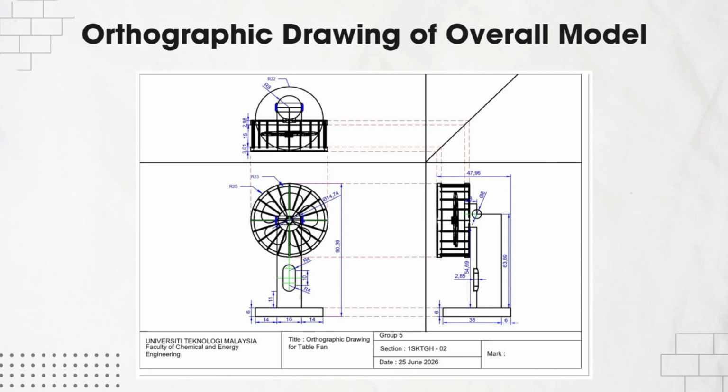For the top view, our group used this view to show the circular arrangement of the fan guard and the overall width of the fan structure. Overall, the 3D drawing represents the appearance of our table fan design, while the orthographic drawing provides the technical details and dimensions to ensure the model is accurate.